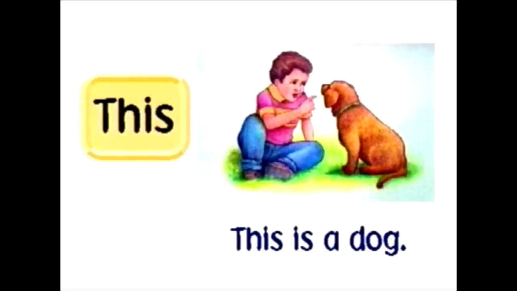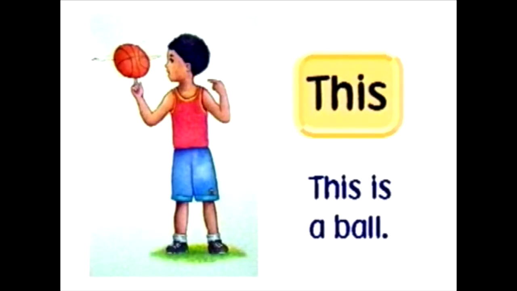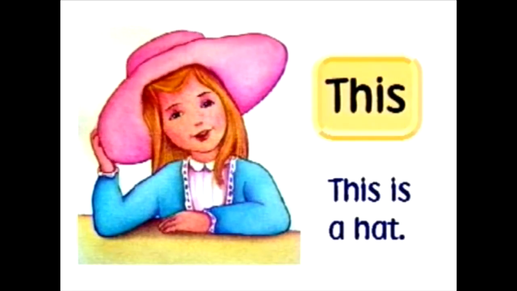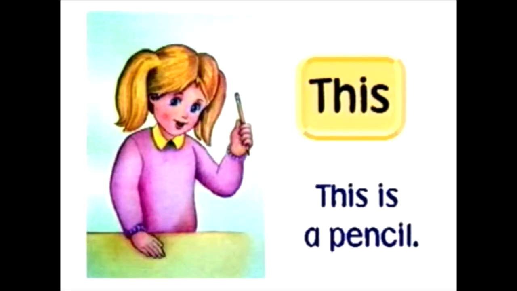Let's study how to use this and that. This refers to someone or something you're holding or within your reach. For example, you say, "This is a dog." "This is a ball." "This is a hat." "This is a pencil."